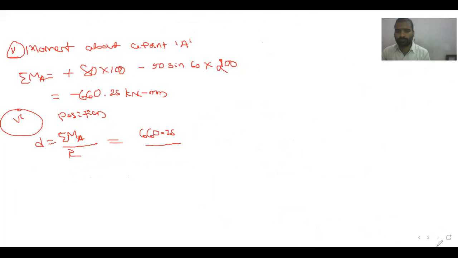57.35. So it is 57.35. Okay. So we will get the value of D. So the D is 11.51. Okay, 11.51 mm. So this is how you have to find out the value of D.